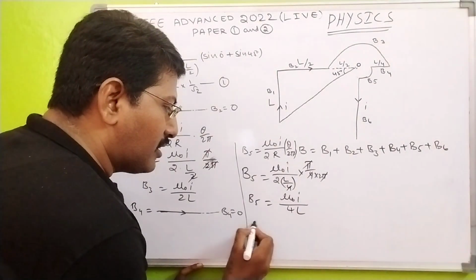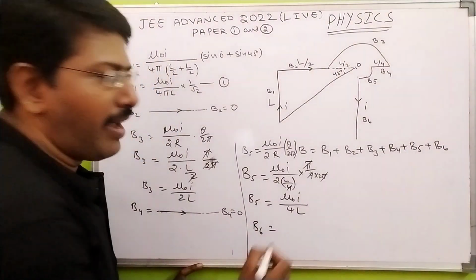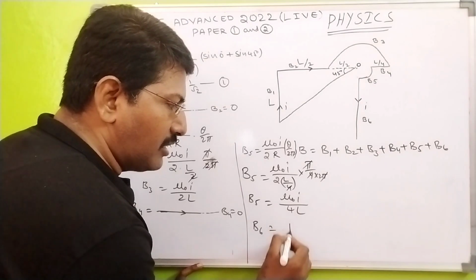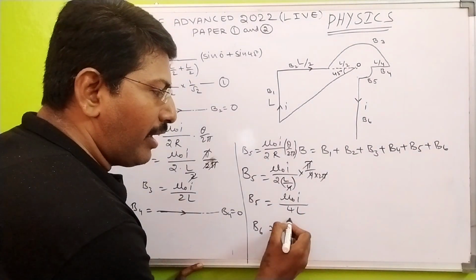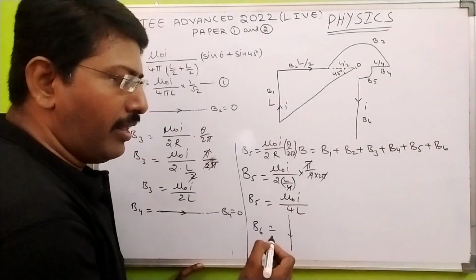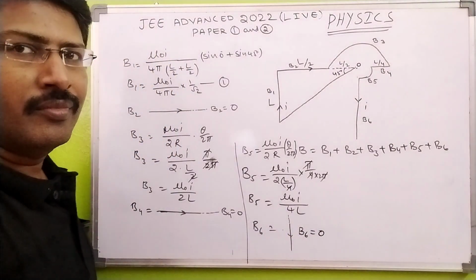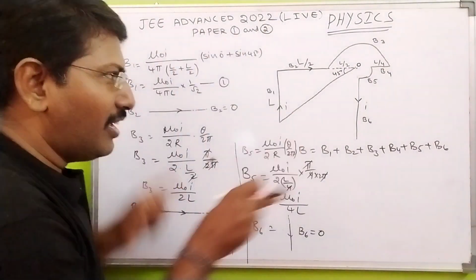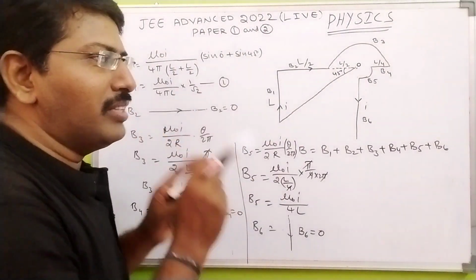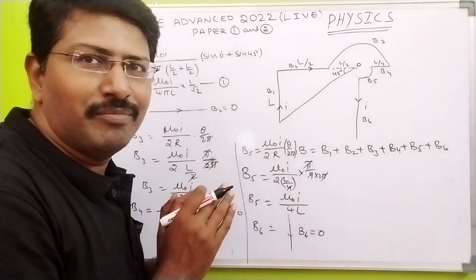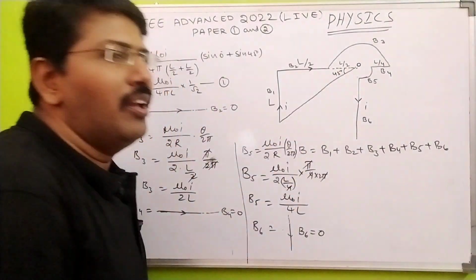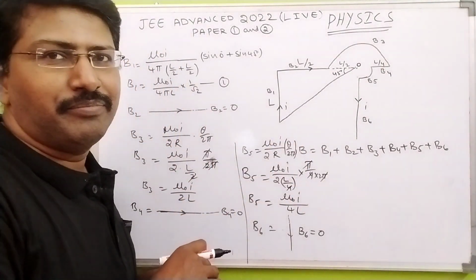What about B6? See here, this is the straight wire. If I calculate on the wire, the magnetic field B6 is equal to 0. So if you see here, substitute all these values of B1, B2, B3, B4, B5, B6, and you will get the answer.